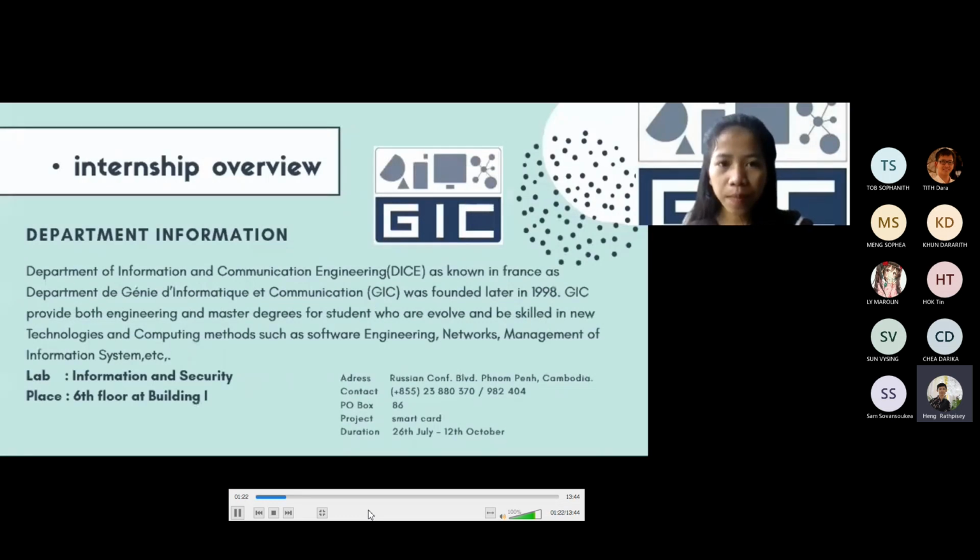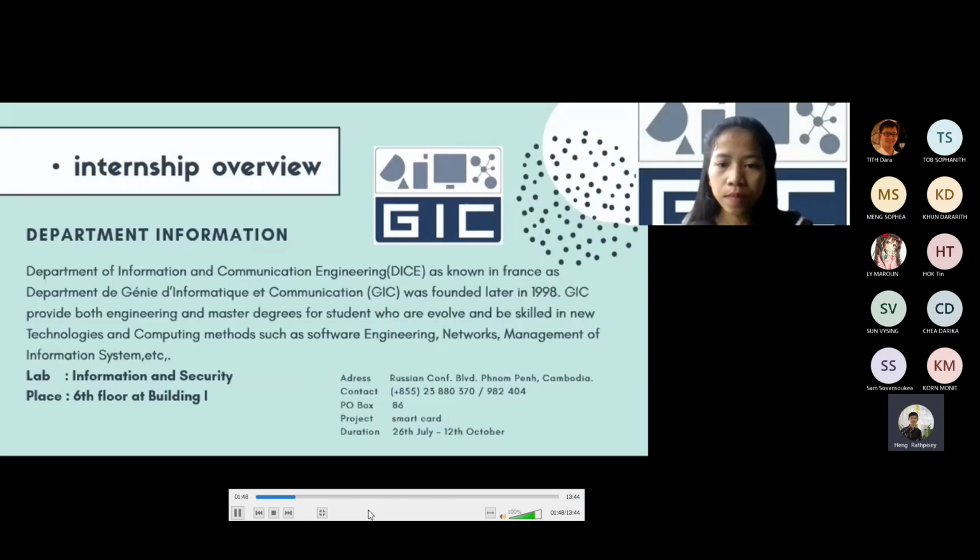Another part is my department information. I study at the SIG department, or Département de l'Informatique et Communication, in English the Department of Information and Communication Engineering. It was founded in 1998. My department SIG provides engineering and master degrees for students who would like to study technology and science. And my Lab of Information and Security is in building I, sixth floor.